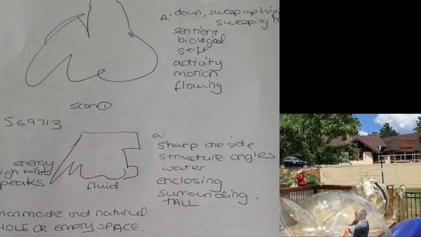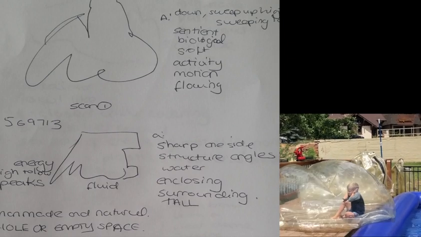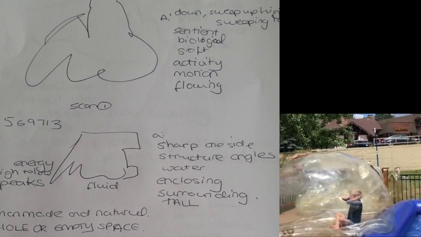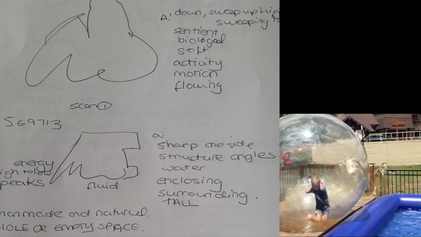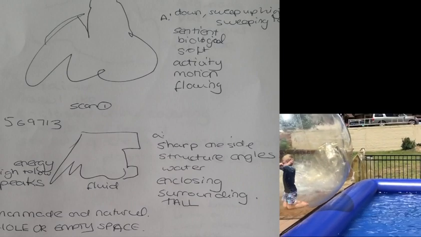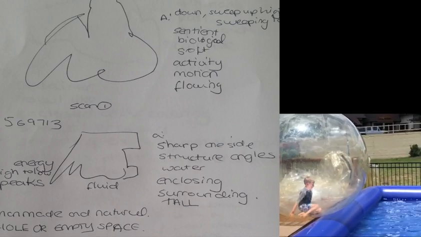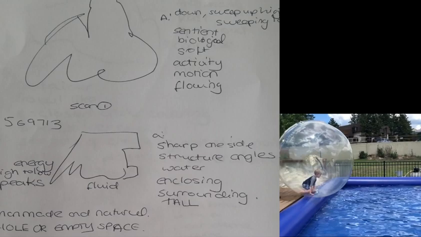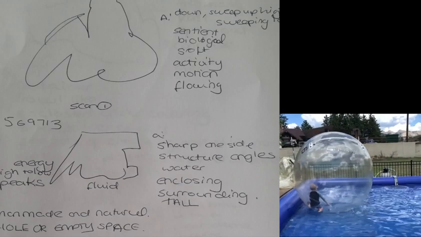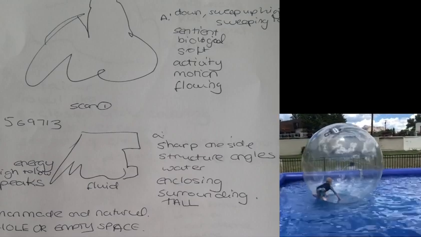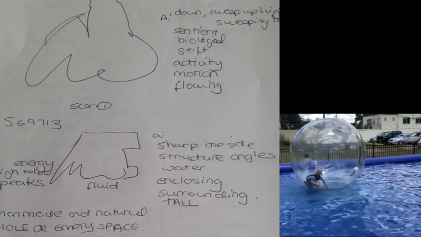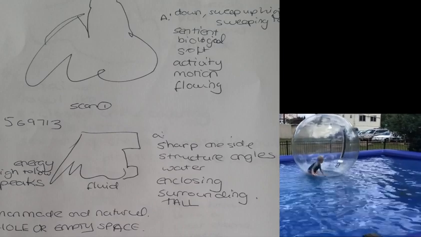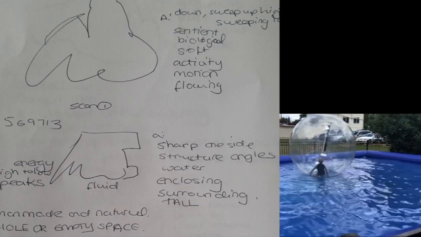Right, in these notes you look at the image on the upper left and it kind of reminds me of the ball before it's inflated, and the words on the right say sentient, biological, soft, activity, motion, flowing. Definitely the sentient and biological has to do with the little boy inside the bubble, and the motion and the flowing do relate to the rest of the scene. And if we look below, we see the words water, enclosing, surrounding, fluid. And then at the very bottom on the left, you see whole or empty space.